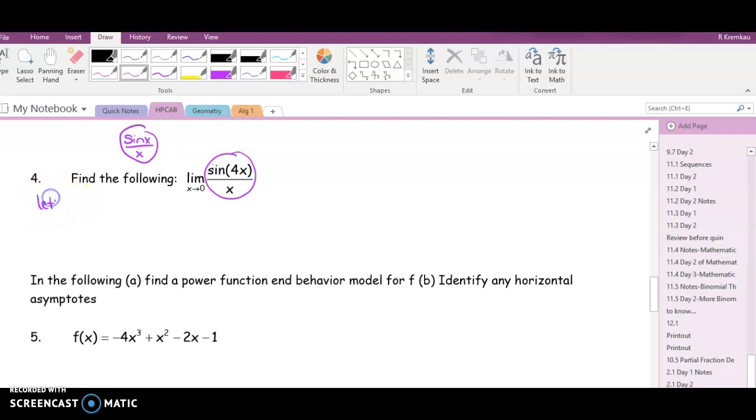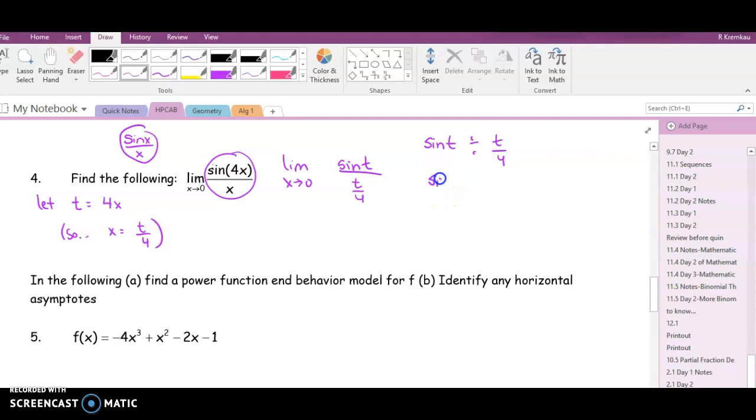What we're going to do is let t equal 4x. Why we chose the letter t, I'm not really sure. I think the book uses that. If you were to take this equation and solve for x, so you divide by 4, we know that x would equal t divided by 4. We're going to do some substitutions. So we're going to do the limit as x approaches 0 of sine of, instead of 4x, we're going to put t, all over, instead of x, we're going to put t over 4. So we're doing the sine of t divided by t over 4.